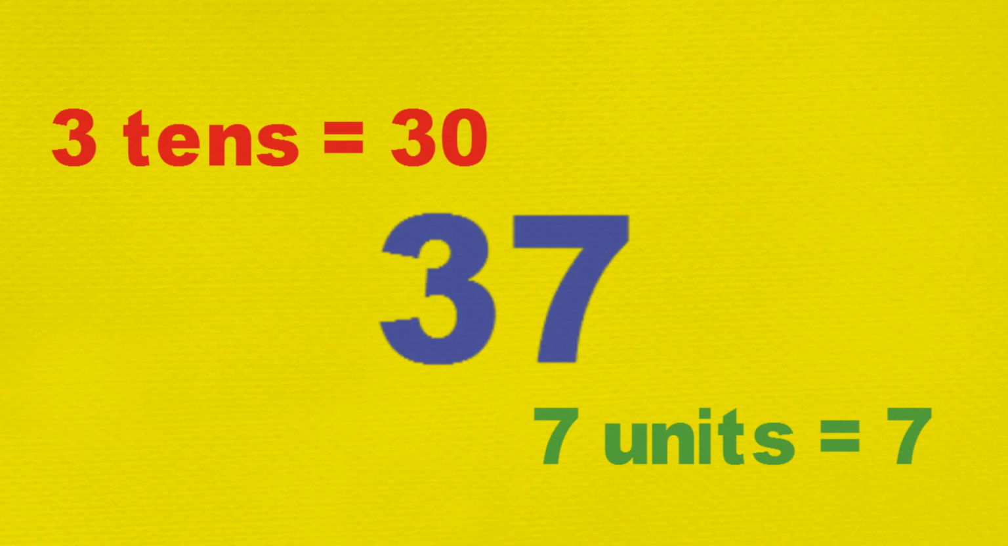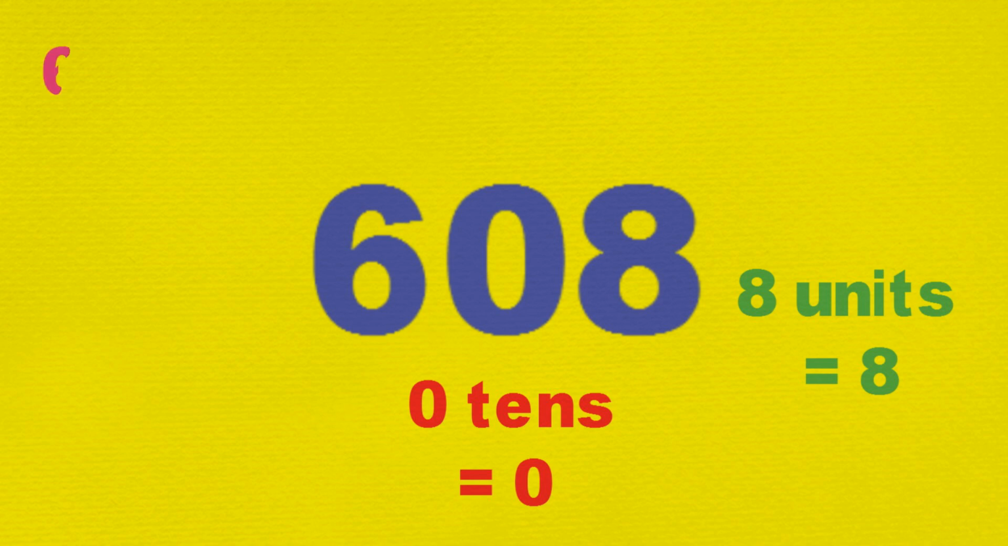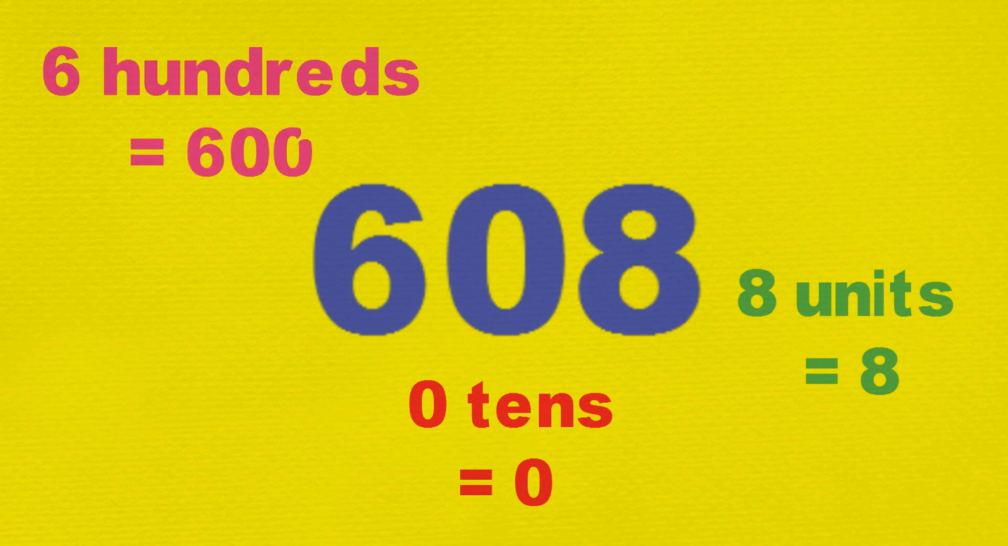"Correct," said Min. And the 3-digit example was 608. The 8 is in the units position, so it has a value of 8 units, that is 8. The 0 is in the tens position, so it has a value of 0 or no tens, that is 0. The 6 is in the hundreds position, so it has a value of 600. So altogether, this 3-digit number has a value of 608.